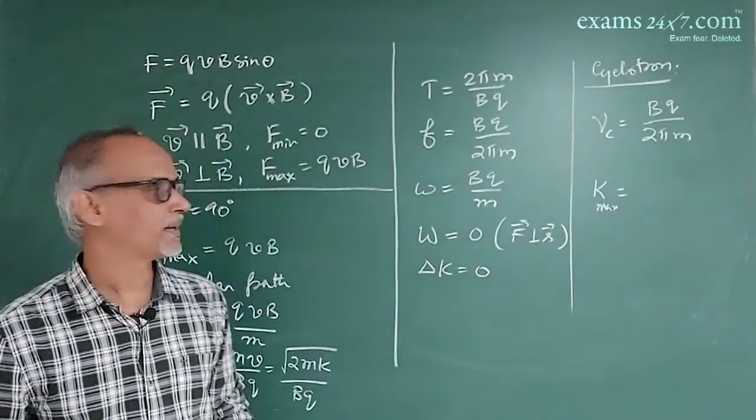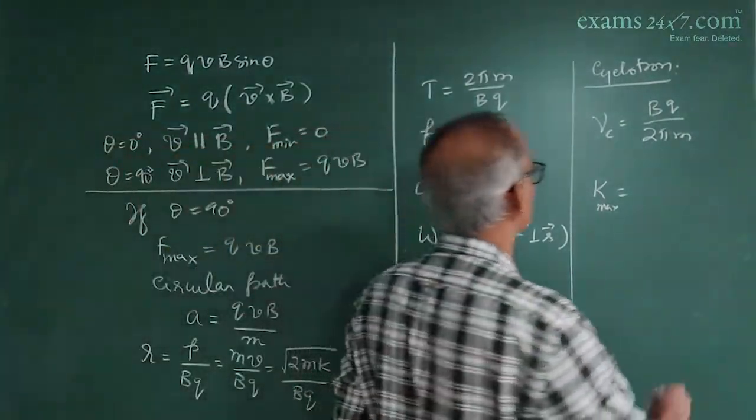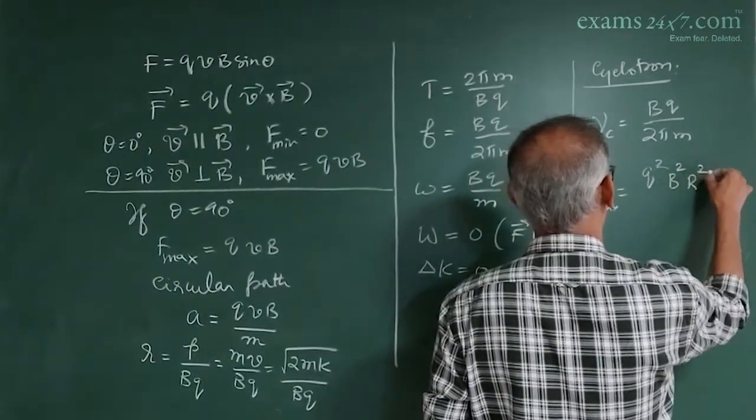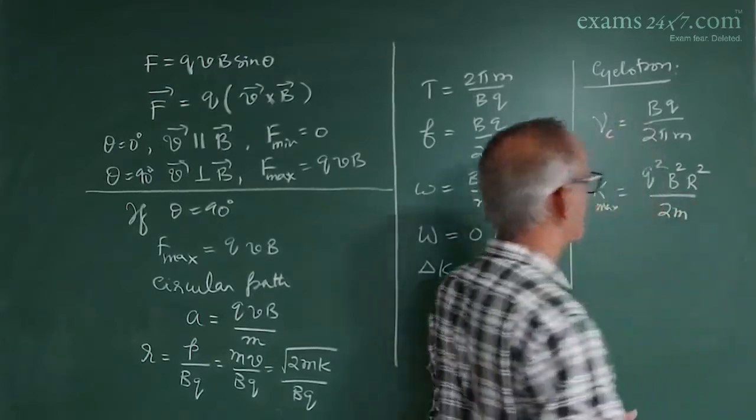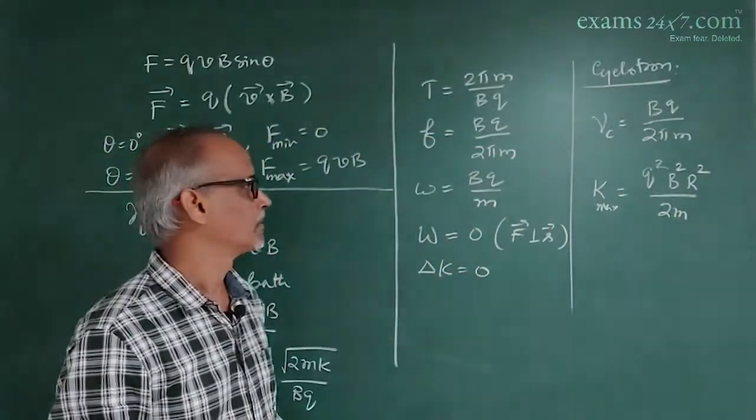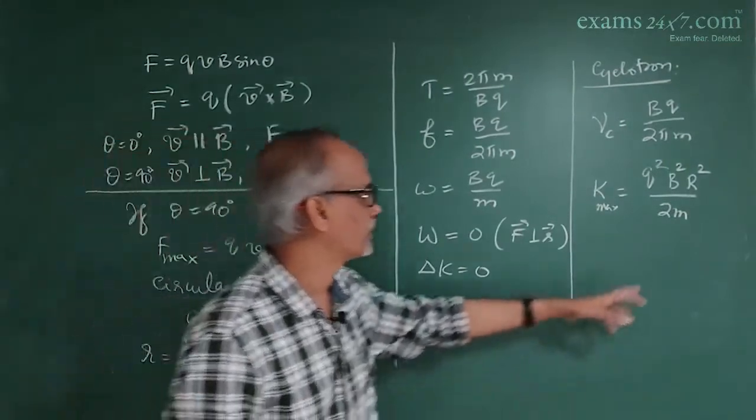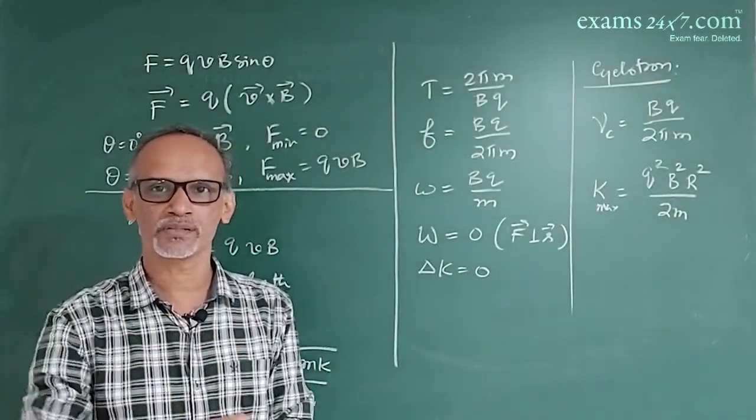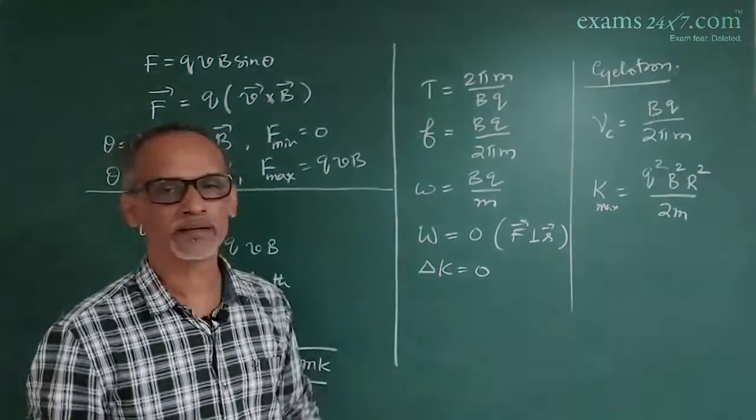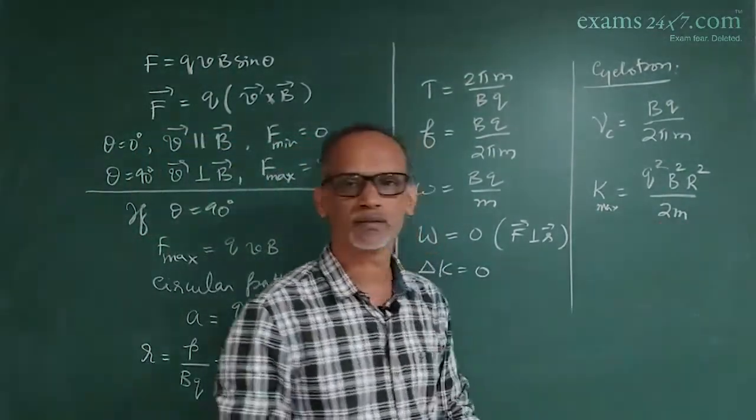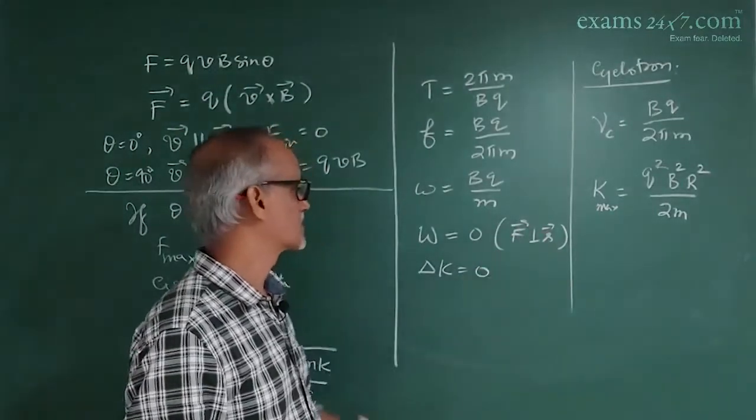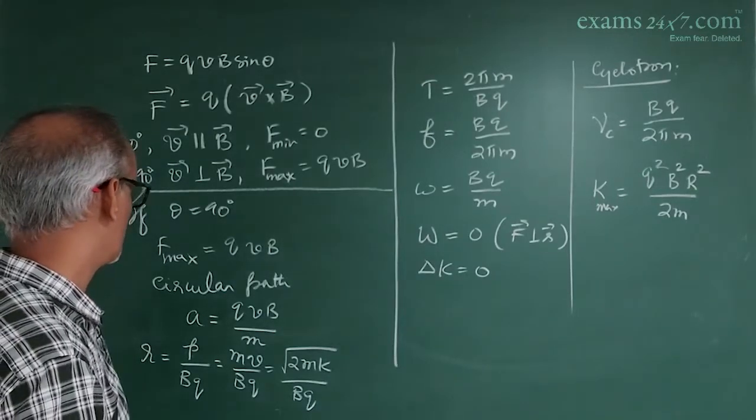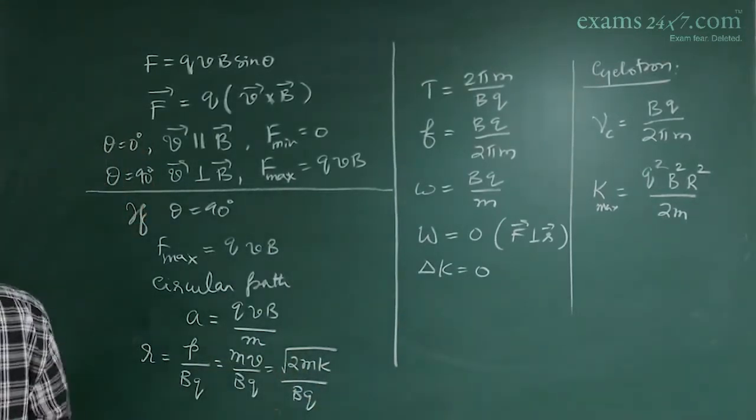And the maximum kinetic energy when the particle emerges out of the cyclotron is given by Q square B square R square by 2m. Charge, field, R. R is the maximum radius, also called the radius of the D inside the cyclotron, and m is the mass of the particle. So that is the expression for cyclotron frequency and the maximum kinetic energy of the particle accelerated inside the cyclotron.